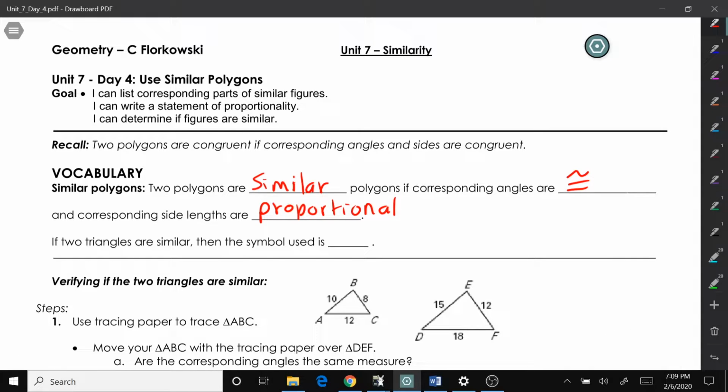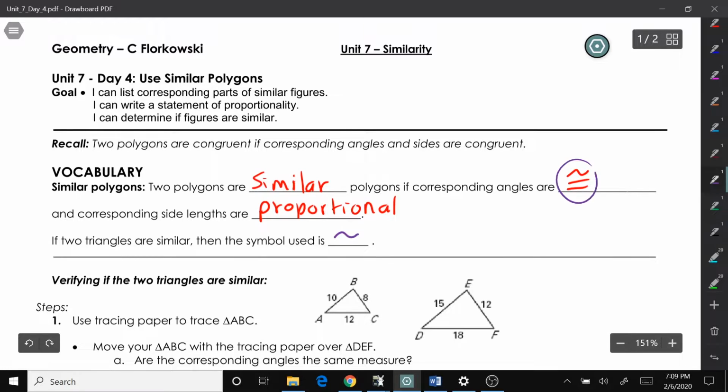If two triangles are similar, the symbol that we use is that. So remember, this is our congruent sign. Similar doesn't have the equal part, and that should kind of make sense because similar shapes are not the same size. Not all the side lengths are the same, but the angles are. So we don't use the congruent symbol, we use only part of it.